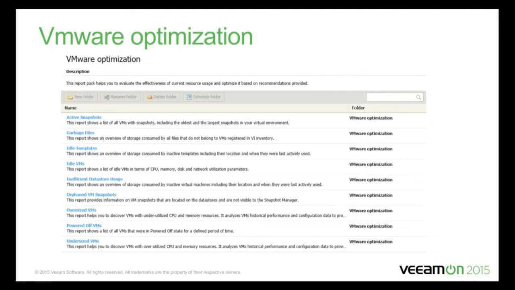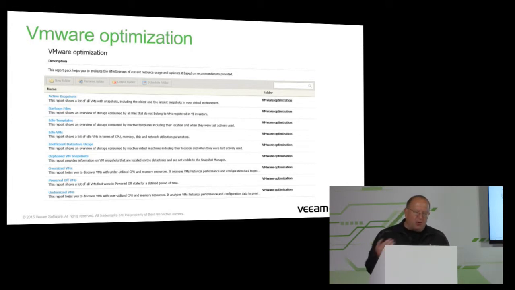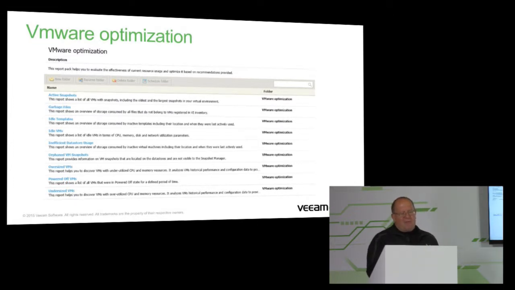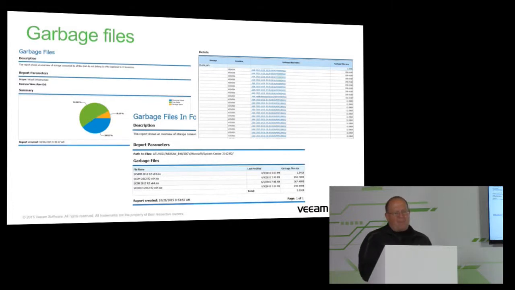Idle templates, idle VMs, insufficient datastore usage, all this stuff you can get by running a report, and we keep historical data. You can go back as far as you have data in the database. We can keep it for as long as you want to hold it, by a configured setting. So one of my favorites in the VMware optimization is garbage files, right?